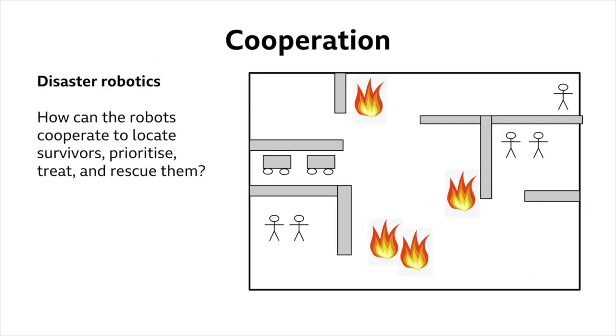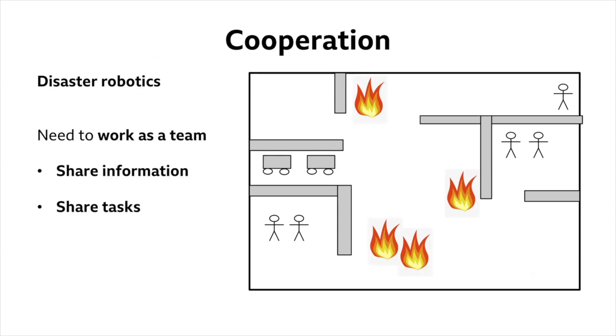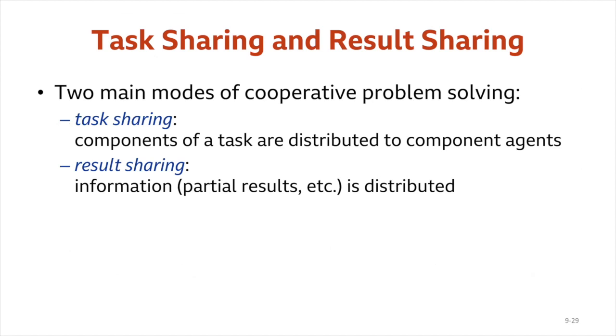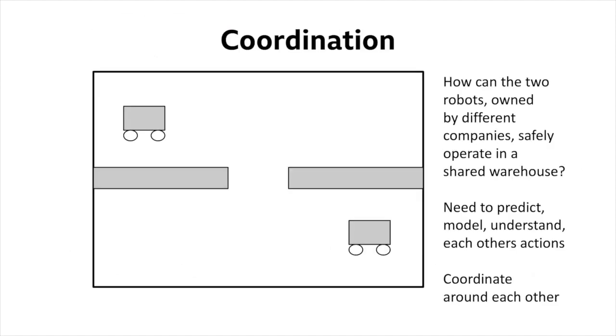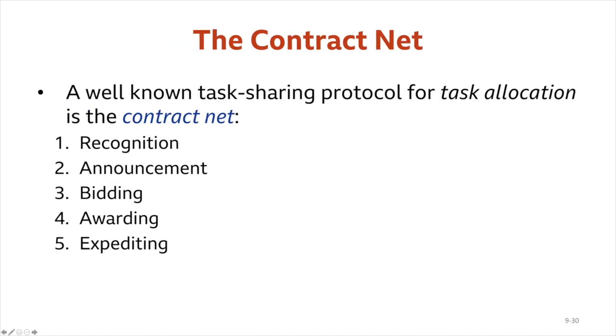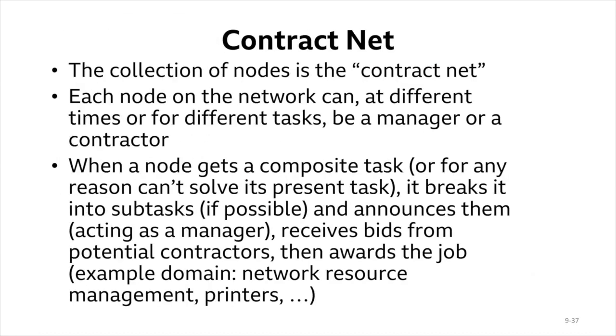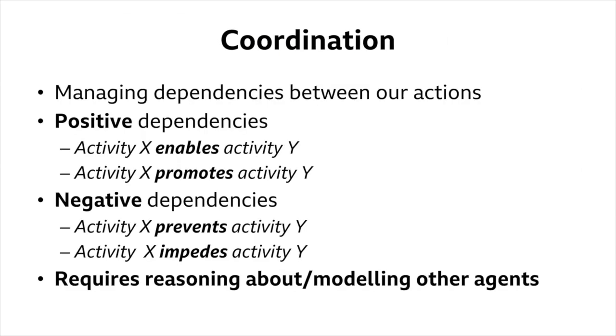I've talked about the kinds of skills that agents, software or hardware agents, might need to have. So the ability to cooperate, for example, by task sharing or results sharing. The ability to coordinate, to understand how our goals and our interactions interact with the goals and interactions of other agents. For example, via these coordination relationships where my activity enables your activity or my activity promotes your activity.